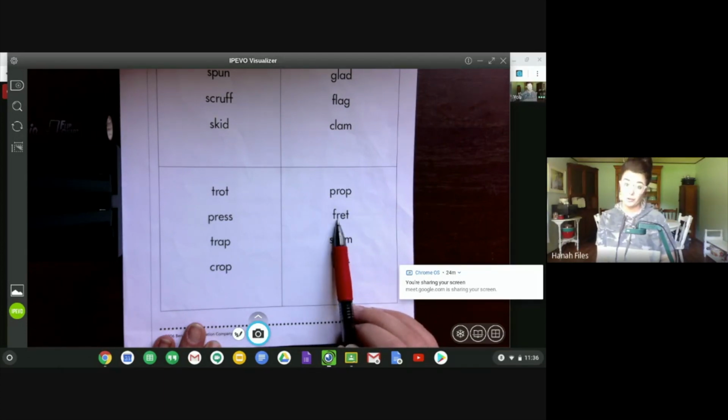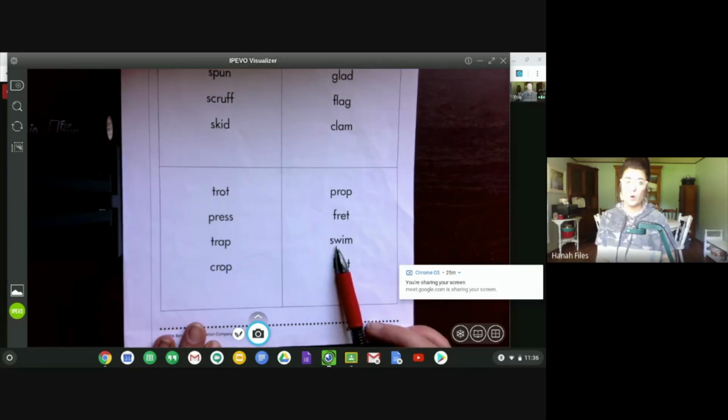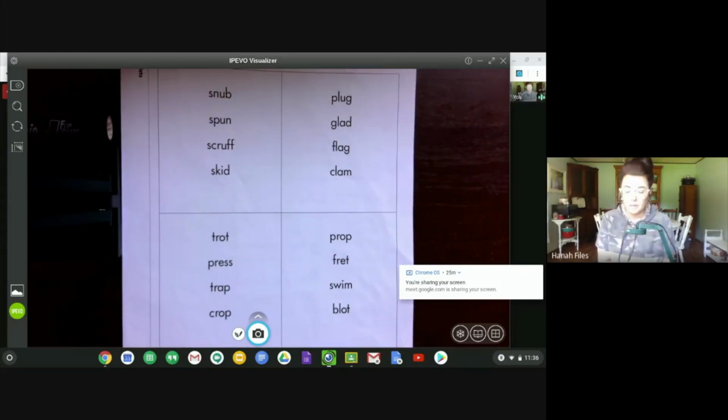Fret. Sound it out with me. Look at this word. Swim. Sound it out with me. Blot. Sound it out with me. Now, all of these words have something in common, and that is that at the beginning of every word, there is a blend. That means those first two letters, you can hear both of those sounds.